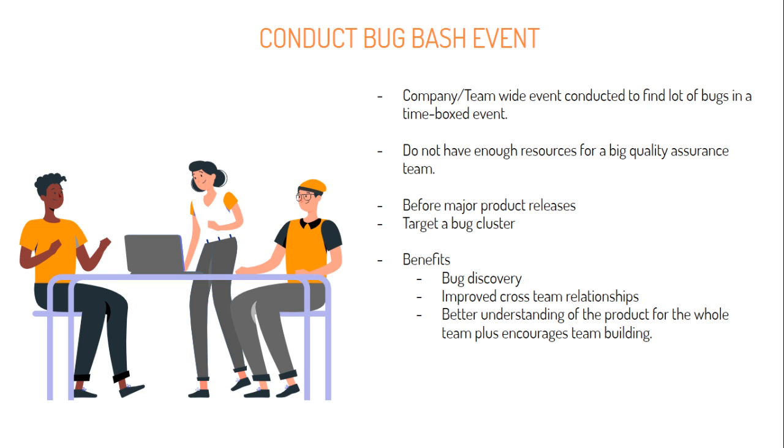When we are doing bug bashes, we focus on a particular area, and the focus is pretty narrow, right? We try to find a lot of bugs there. This is especially useful when you don't have a big QA team, and you can do this for a bug cluster, right? We know that 80% of the bugs come from 20% of the features. So you can target such areas and perform bug bashes on them. You can also have bug bashes right before your major product releases, so that you have a lot of bugs found before the releases, and it also helps ease testing.